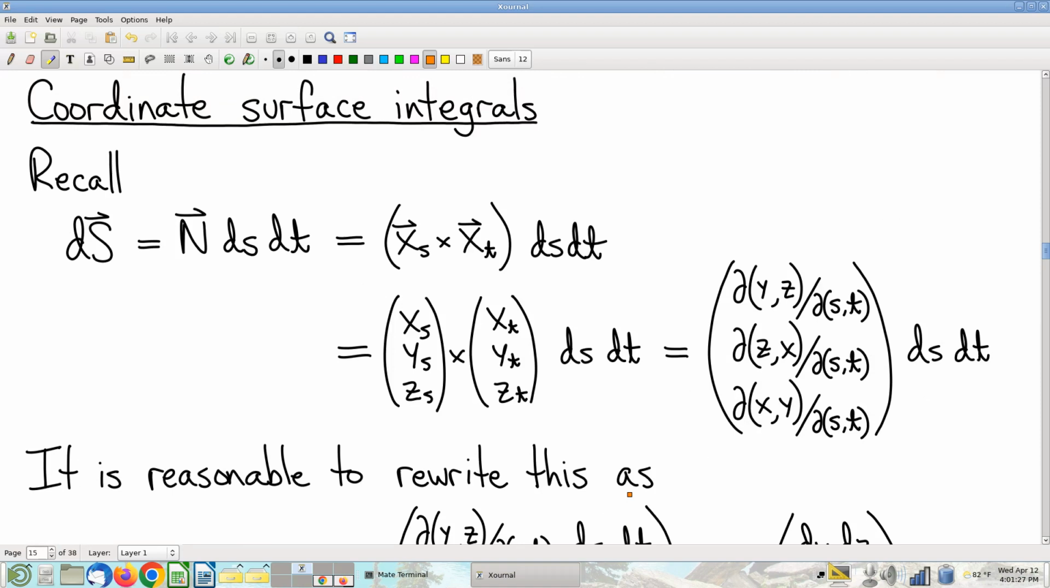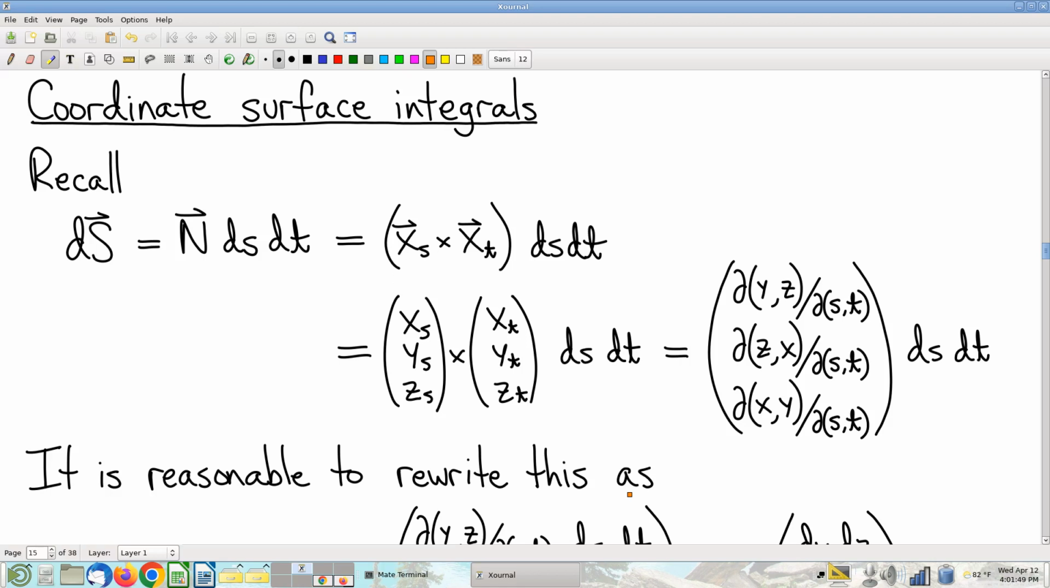Okay, next thing, coordinate surface integrals. Y'all remember coordinate line integrals. It's kind of a notational thing that ends up looking kind of inconvenient, and it doesn't have a lot of appeal, right? But then there were a couple of reasons that I pointed out that we needed to be aware of it. So the same thing's going to happen here.